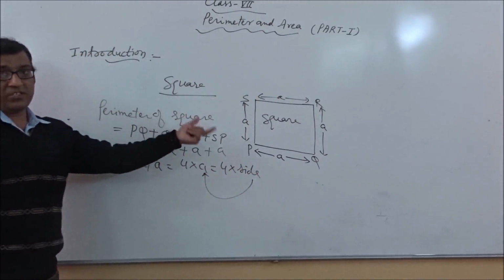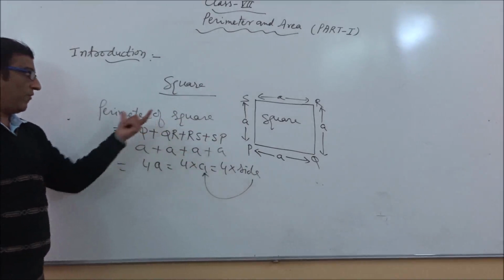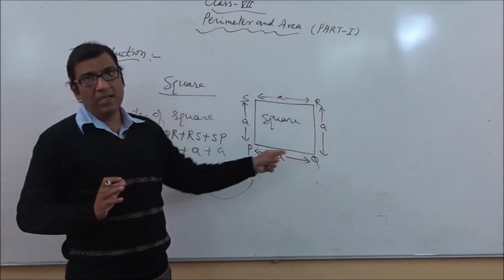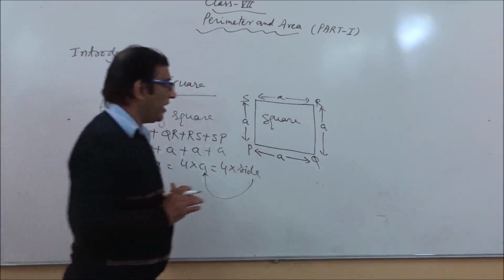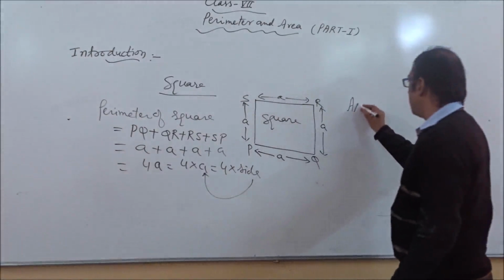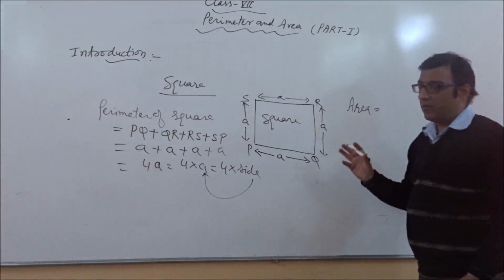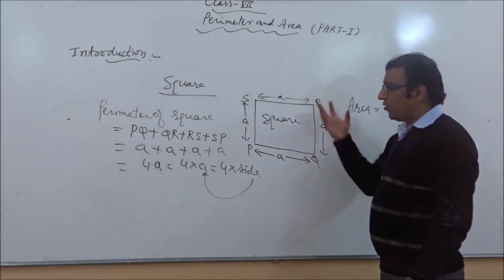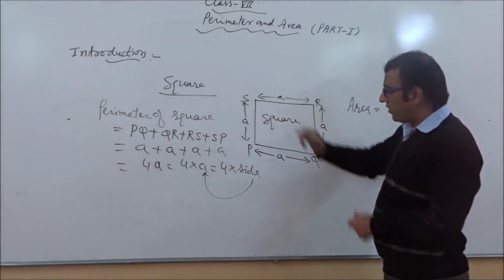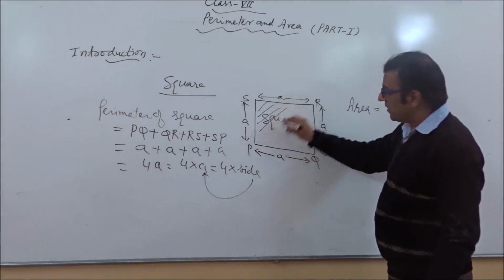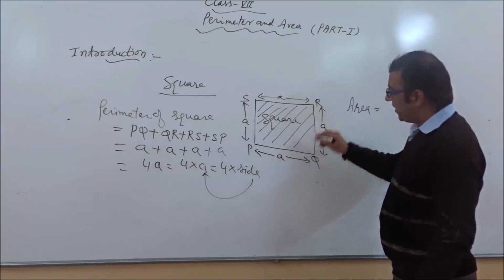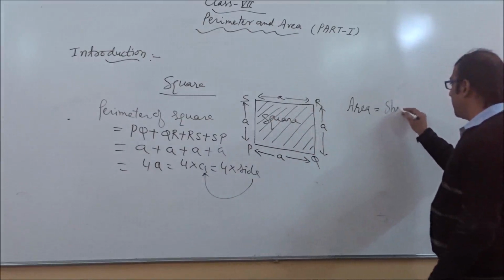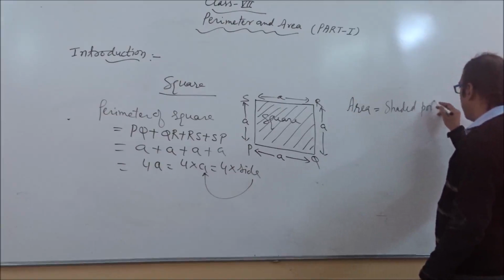So if we change the shape from rectangle to square, definitely the perimeter will also change. But the concept is the same. It is also the sum of all the boundaries. Now we will come to the area. So this time we have to calculate the area. See how much space is occupied by the PQRS diagram. Again, this shaded portion we can say is related with area.